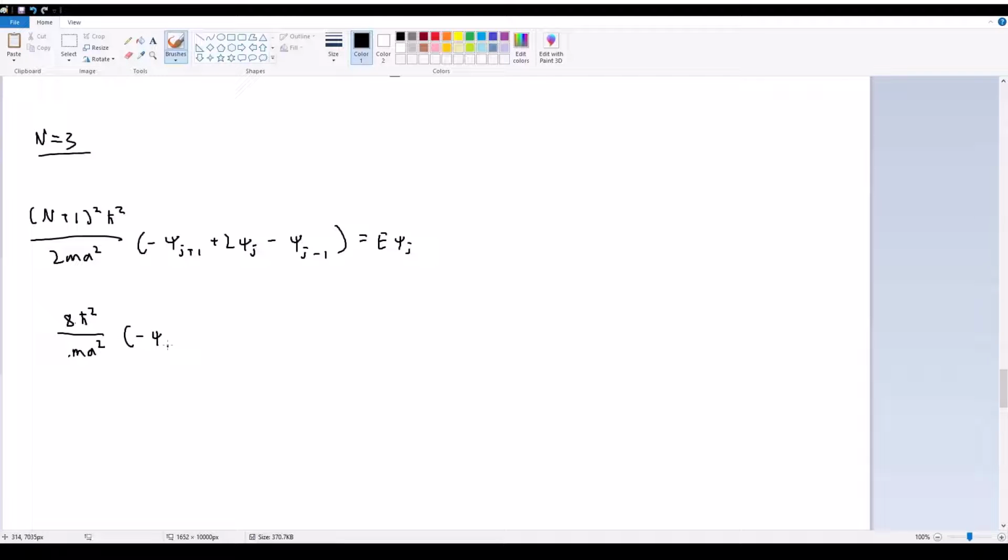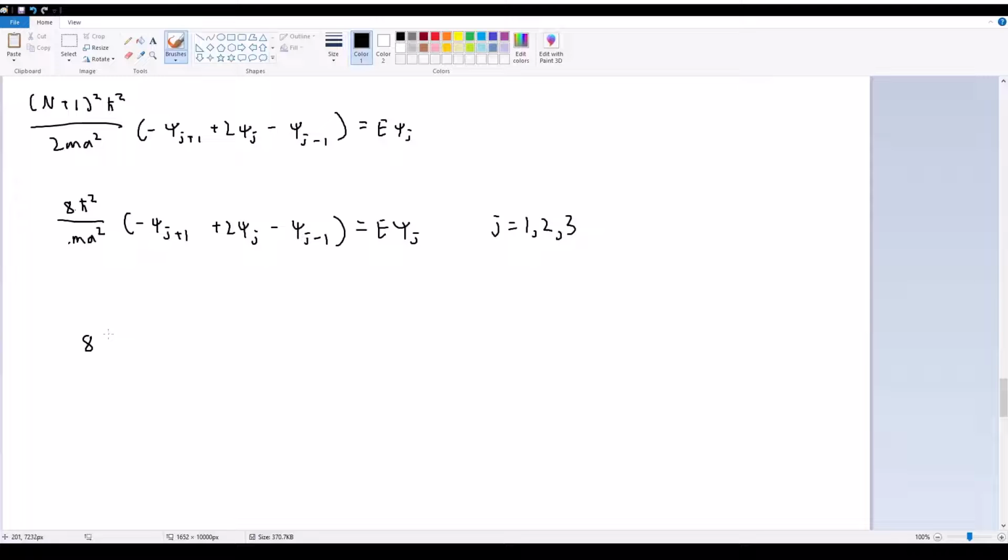multiplied by negative psi j plus 1 plus 2 psi j minus psi j minus 1 is equal to E times psi of j. Using the same formula as before, j is equal to 1, 2, and 3. So this is going to give us a system of equations with 3 equations. 8ħ²/(ma²) stays at the front because it appears in every single one. For j equals 1, we get negative psi 2 plus 2 psi 1 minus psi 0 is equal to E psi 1. For j equals 2, we get negative psi 3 plus 2 psi 2 minus psi 1 is equal to E psi 2.